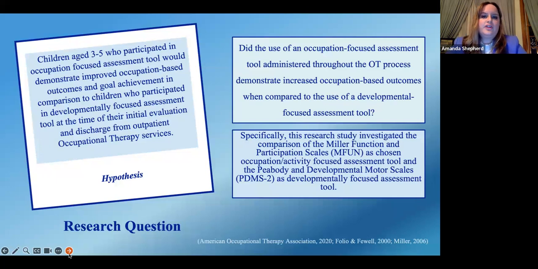My hypothesis was that children aged 3 to 5 who participated in occupation-focused assessment tools would demonstrate improved occupation-based outcomes and goal achievement in comparison to children who participated in a developmentally focused assessment tool, at the time of both their initial evaluation as well as either reassessment or post-assessment at the time of OT discharge.